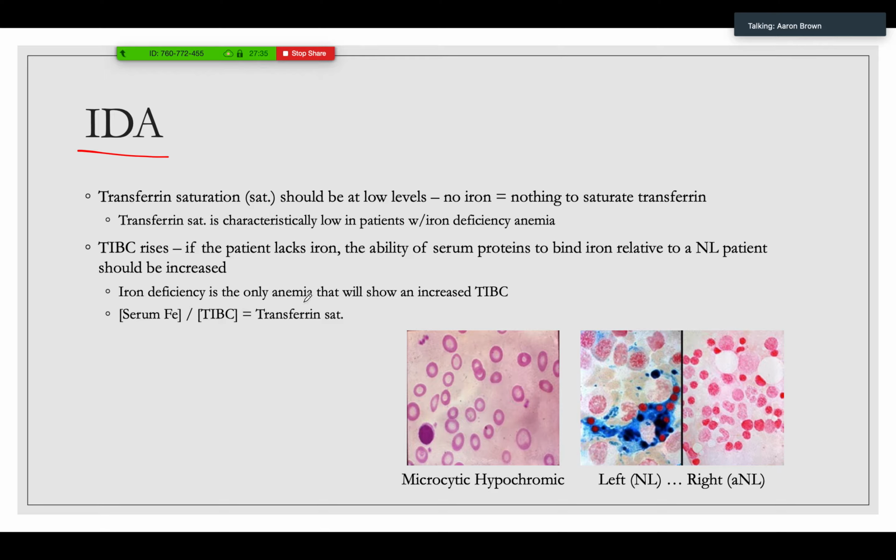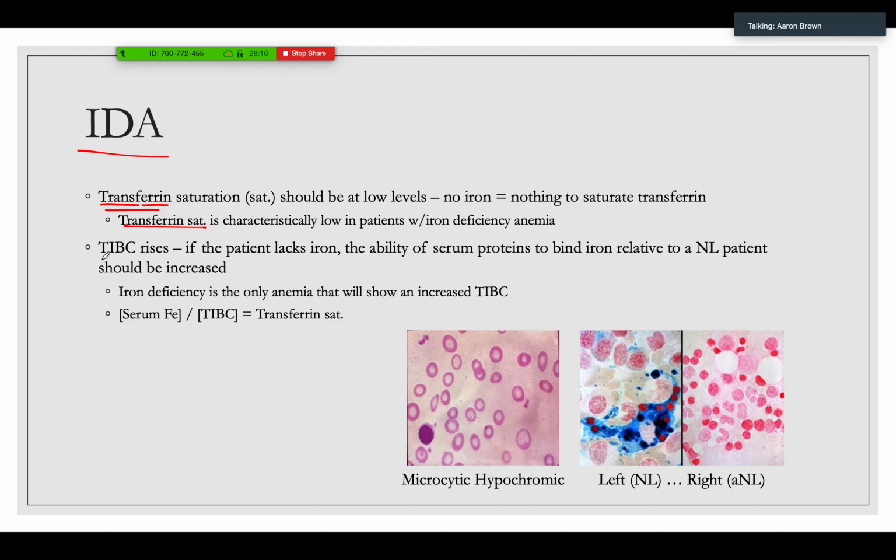Okay, so let's talk about our iron deficiency anemia. Transferrin saturation normally should be at low levels for this iron deficiency anemia. Transferrin is the protein that carries iron in our blood. It transfers iron. When you see transferrin, think about what is the scooter that iron is riding around the body. That scooter is transferrin. If you have low levels of iron, you're going to have low levels of transferrin saturation. Okay? So when you're looking at some of the lab work in a patient with iron deficiency anemia, look for a low transferrin saturation. That's the first thing.